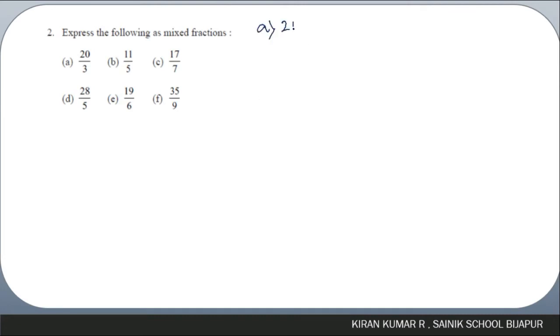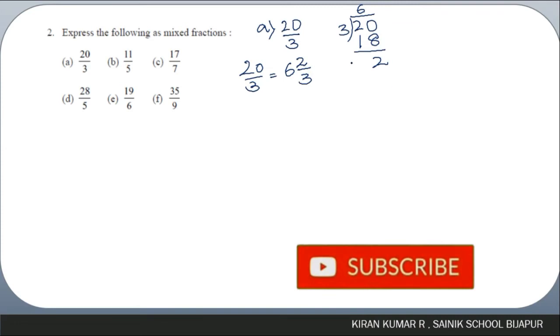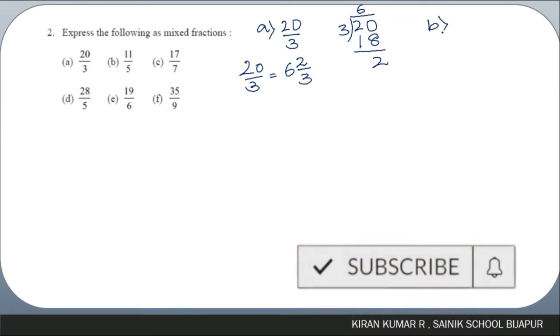First one is 20 upon 3. To express this as a mixed fraction, I need to divide 20 by 3. I know that 3 sixes are 18 and 2 becomes the remainder. Therefore, 20 by 3 can be written as quotient, then followed by remainder by denominator. We have discussed this part in our discussion. This is how we convert improper fraction to mixed fraction.